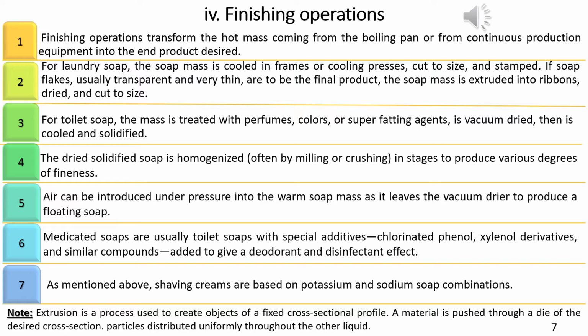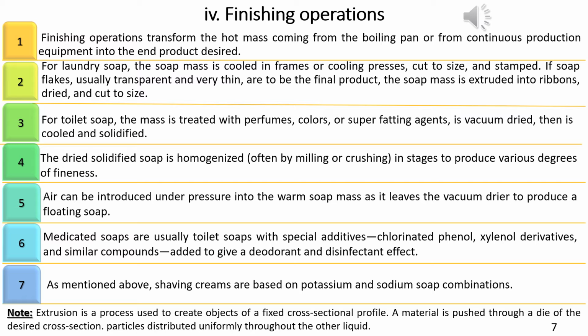So what is extrusion? Extrusion is a process used to create objects of fixed cross-sectional profile. A material is pushed through a die of desired cross-section. So in the extrusion process, our soap or the mixture goes through a die. After extrusion, it is dried and cut to different sizes.